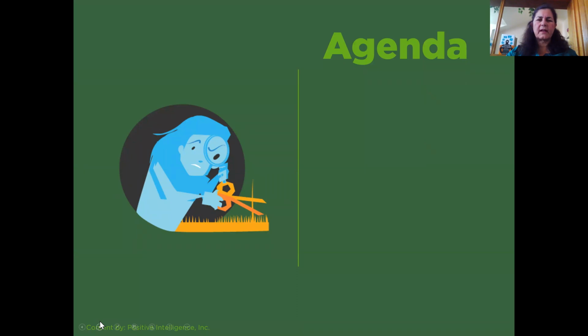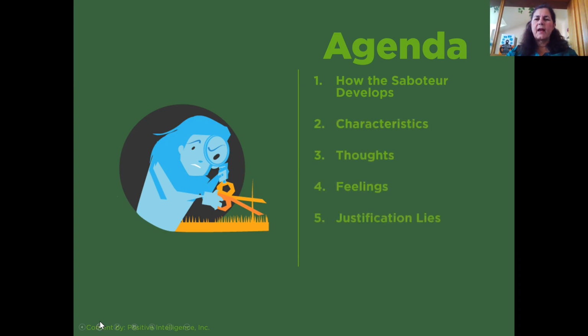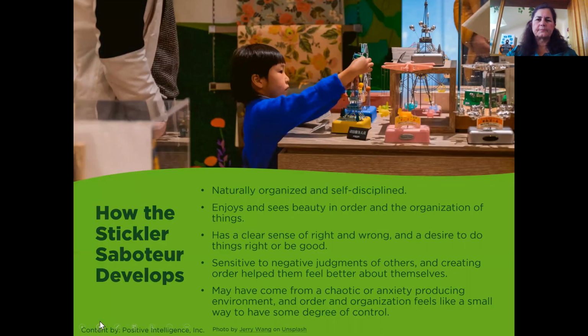So this is our agenda today. We're going to talk about the Stickler saboteur in depth, how the saboteur develops, the characteristics, the thoughts, the feelings, the justification lies. And what that means is, what are the thoughts in your head that are being produced by this saboteur and are lies, and causing you to engage in ineffective behavior? What is the impact of the saboteur on you and others? And how do you coach yourself to shift? And what are some things that you can do?